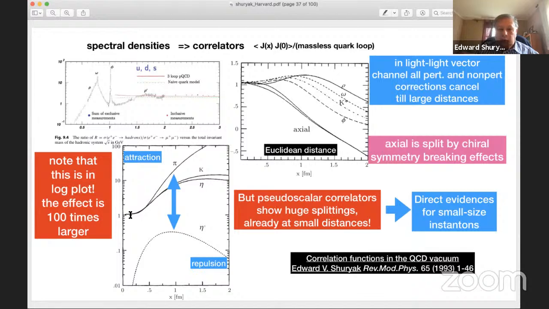Because these are vector currents with gamma mu, while here is the pseudoscalar current with gamma 5. In this channel, instantons operate, and at a distance of say 1.5 Fermi, here we have an effect of the order of 20%. Here we have an effect of two orders of magnitude. So there was direct evidence that in the correlation functions, there is a huge difference between channels with instanton corrections and without instanton corrections.